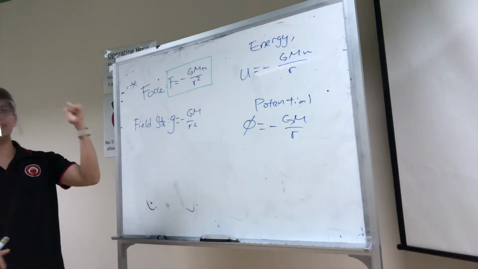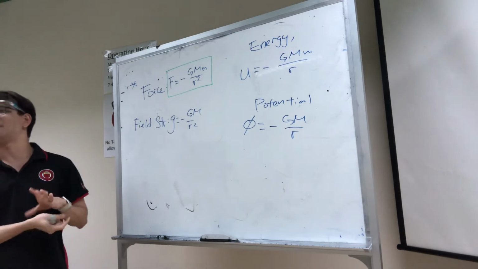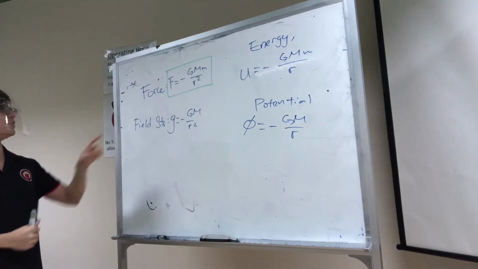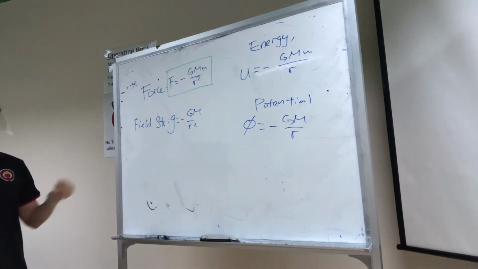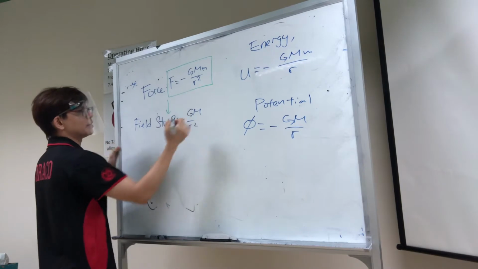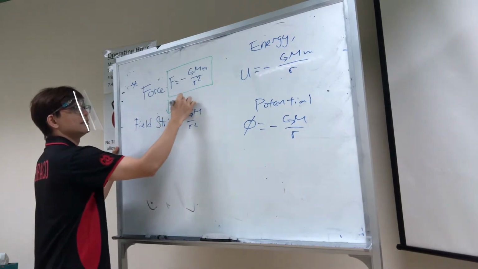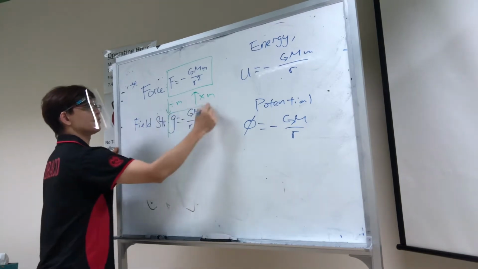So we will have to have either spherically symmetric or very far apart so that any density differences don't matter. Right, so that's the criteria for using force. From force, we can divide by mass to get field strength. So we got field strength.